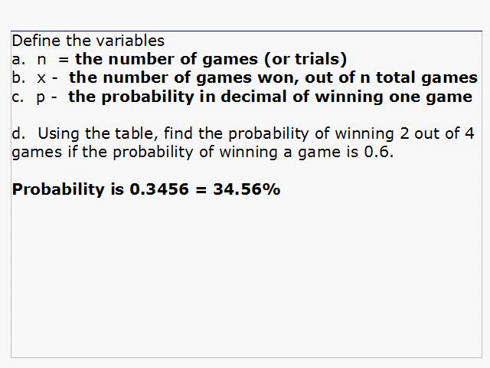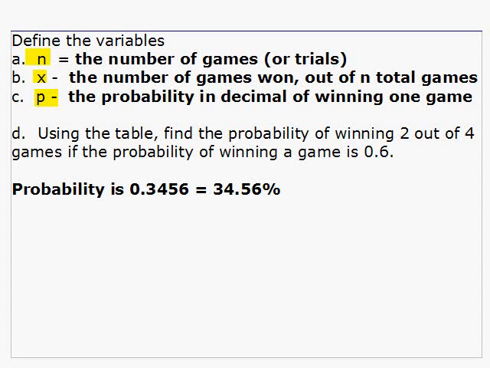First you have to define the variables. N is going to be the number of trials or games, perhaps. X is the number of games won out of the total of N games. So if I'm going to play 7 and I want to win 3, X is 3 and N is 7. P is the probability in decimal of winning one game.